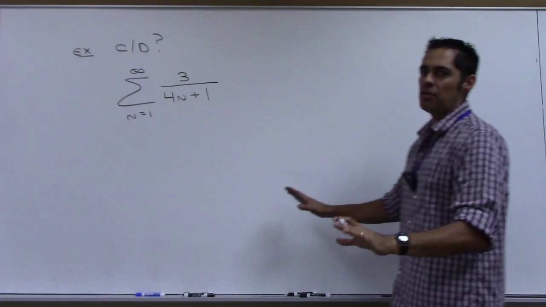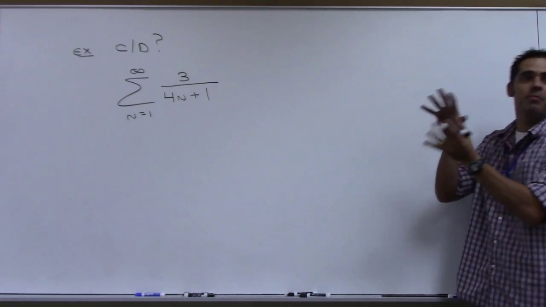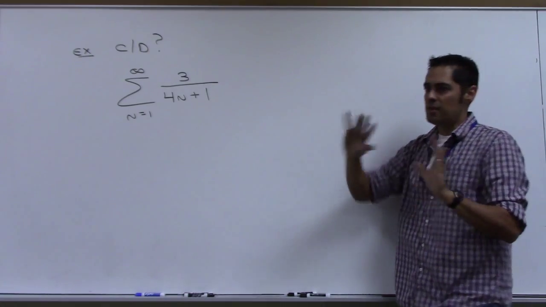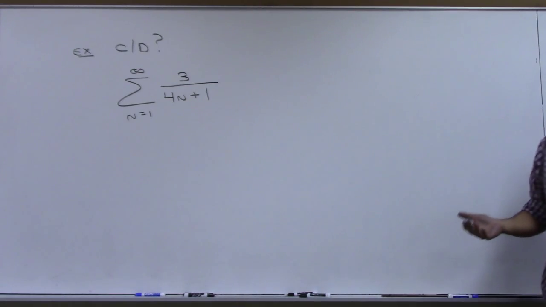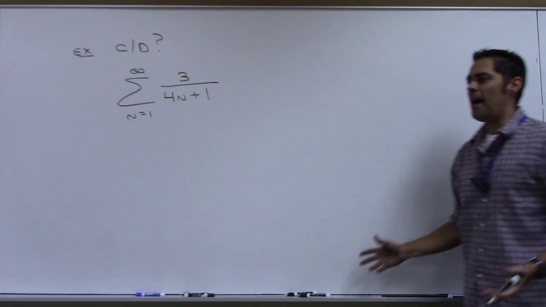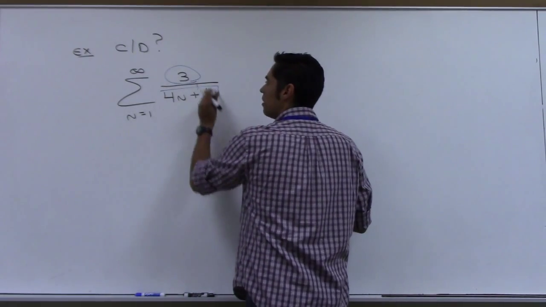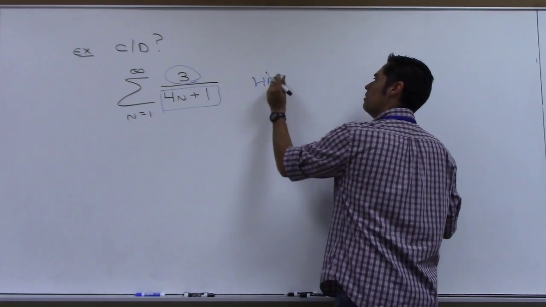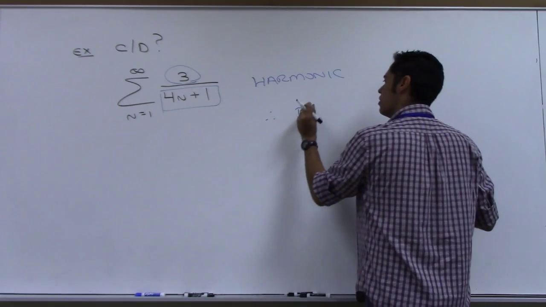All right, is this geometric? What's usually the most important thing that we want to see with geometric? The n has got to be in the power somewhere, which it's not. So the only other thing we have is harmonic. And for harmonic, we're looking for a constant over a linear expression, which we have. This is a constant, and this is a linear expression in n. This is harmonic. We're done. Harmonic, therefore, diverges.